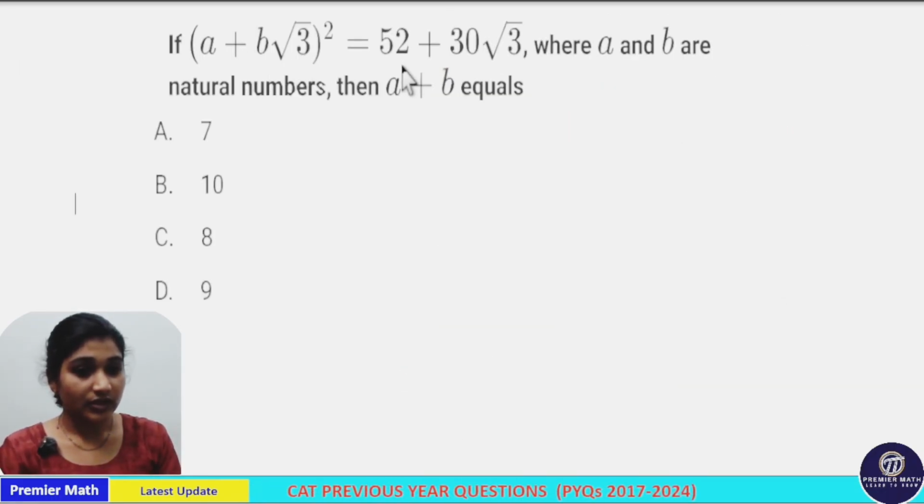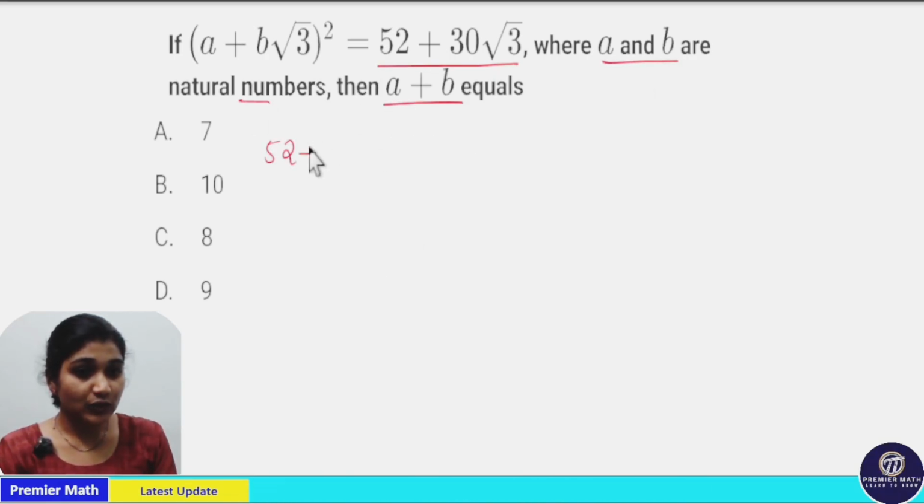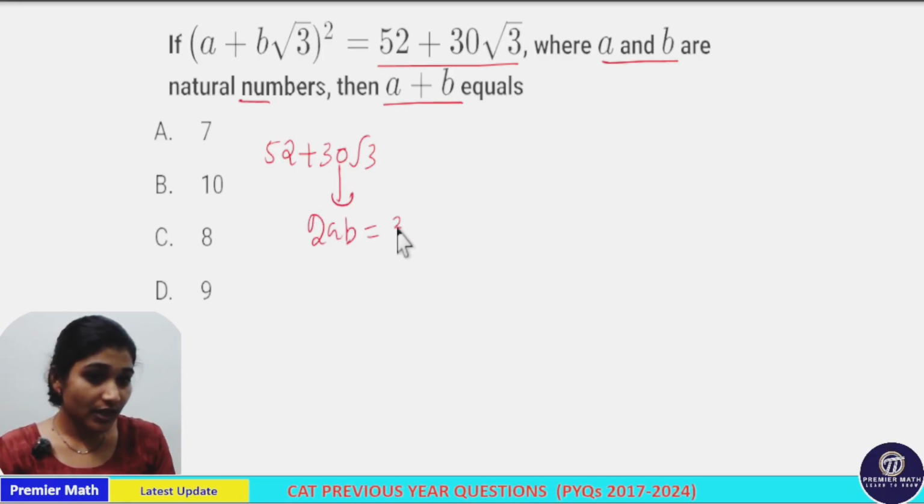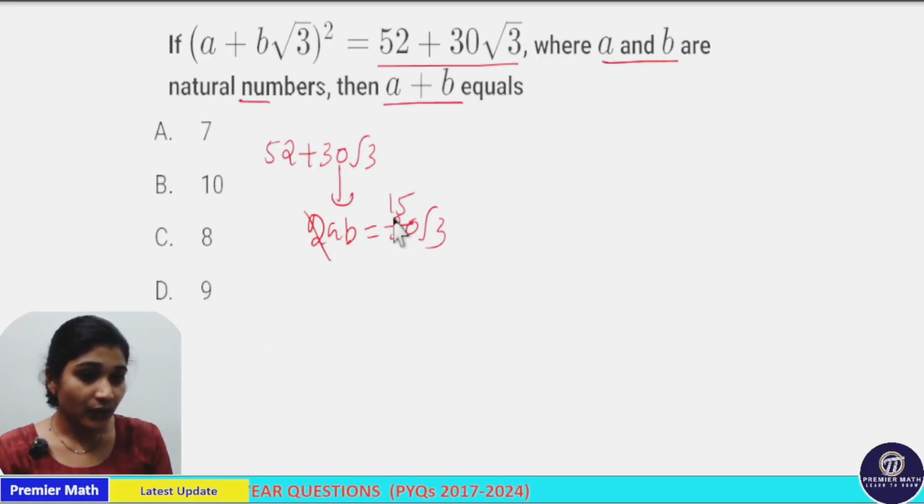If (a plus b root 3) the whole square is 52 plus 30 root 3, where a and b are natural numbers, then a plus b equals? Here 52 plus 30 root 3, I can write it in the form of a square. Whenever you have an integer plus square root form, you can take the square root term as 2ab. So 2ab equal to 30 root 3 means ab is equal to 15 root 3. Now 15 I can split as 5 into 3. Either you can take a as 5 and b as 3 root 3, or you can take a as 3 and b as 5 root 3.